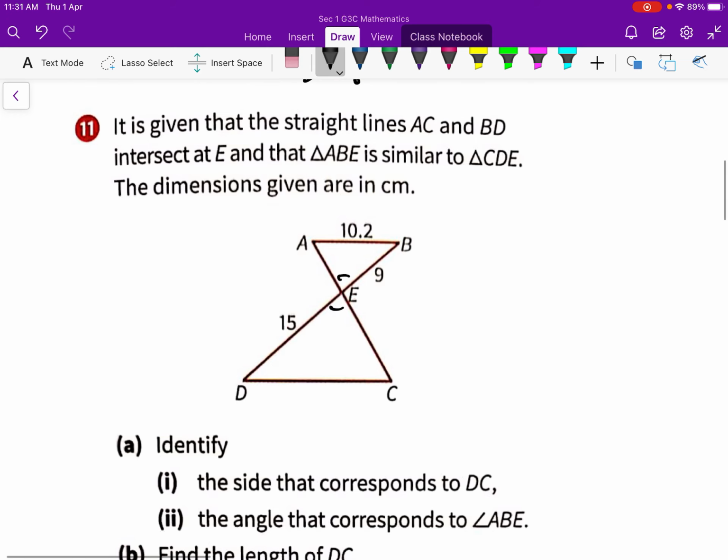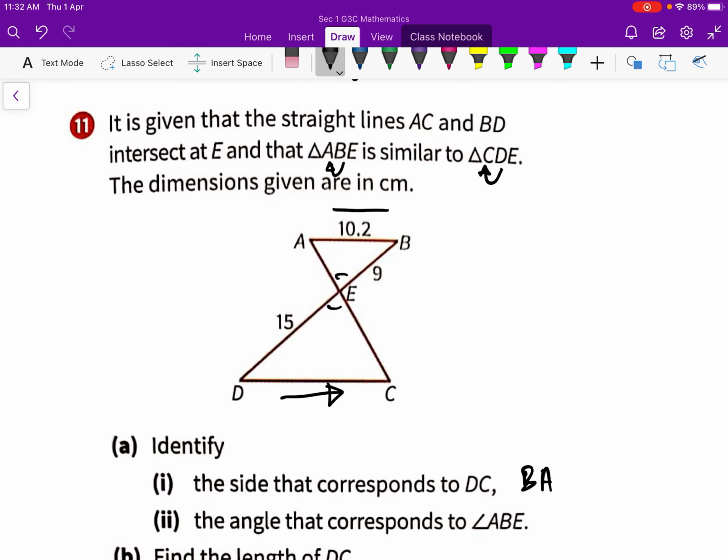Identify the side that corresponds to DC. Well, DC, you can use the name again. DC will be corresponding to BA. BA. Alright? DC, BA. In the diagram.